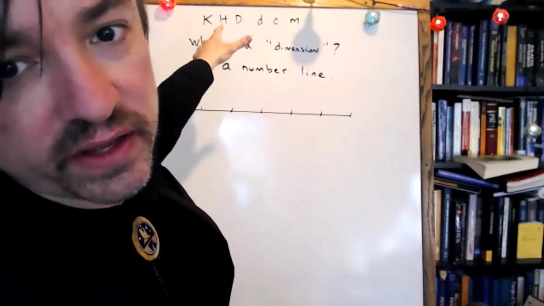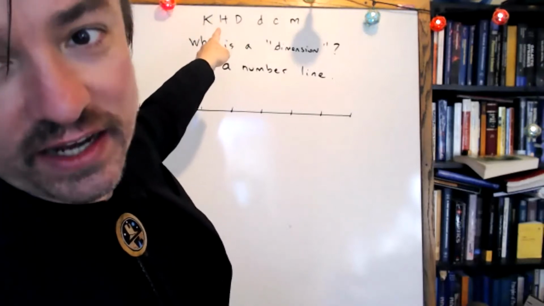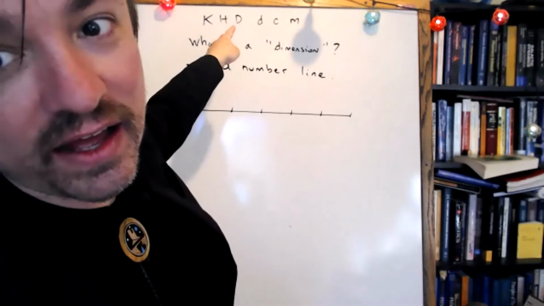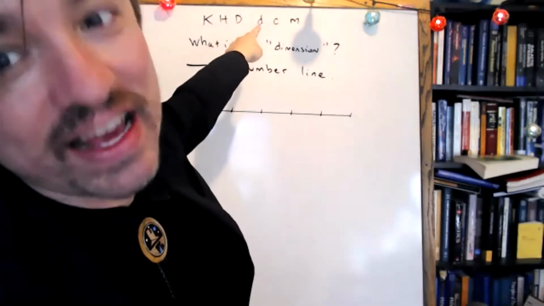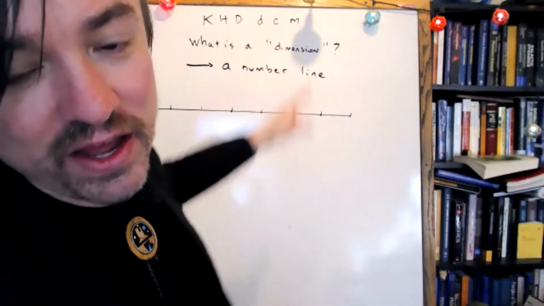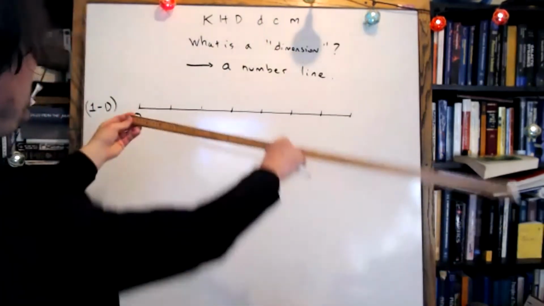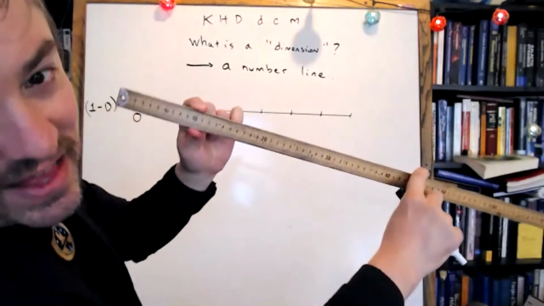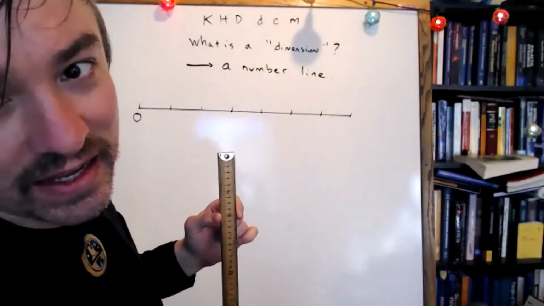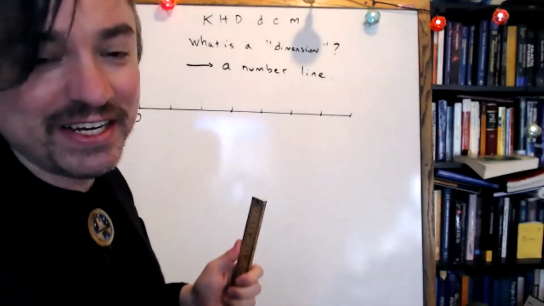It's the metric: kilo, hecto, deca, deci, centi, and then milli. So Vladimir, if I marked out tick marks in 10 centimeter increments, what is that? It's a decimeter. Decimeters.